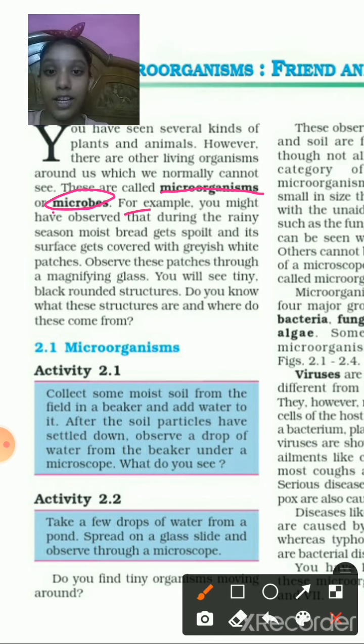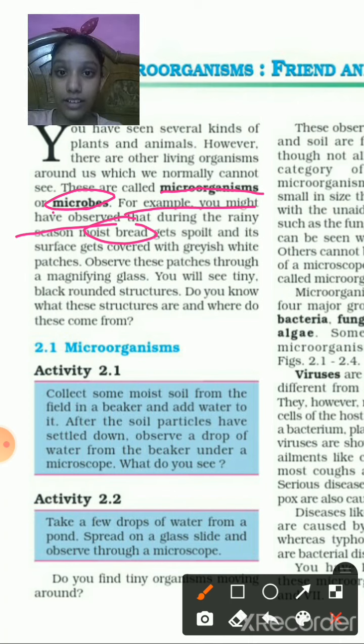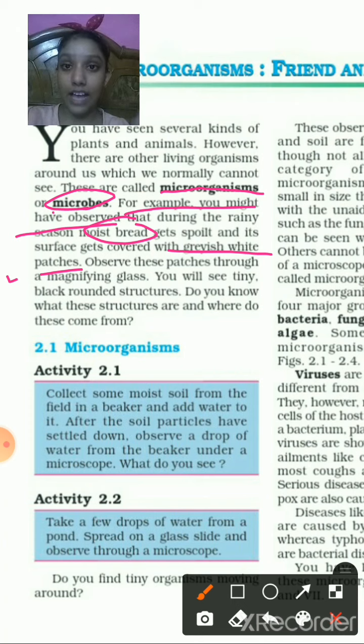For example, you might have observed that during the rainy season moist bread gets spoiled and its surface gets covered with grayish white patches. So observe these patches through a magnifying glass. So if you leave a piece of bread or a loaf of bread in the rainy season, you will observe grayish white patches on them. So these grayish white patches are of the microorganisms. They have interacted with the piece of bread and have spoiled it.